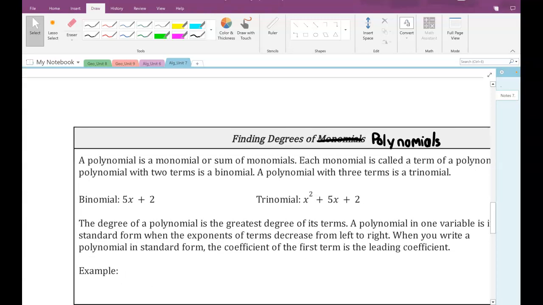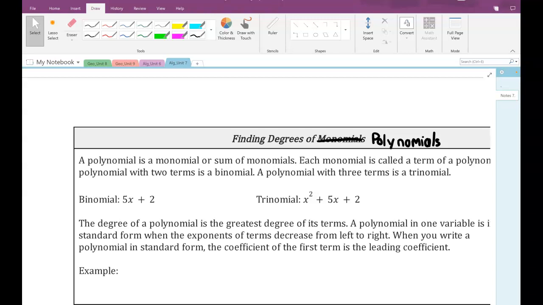And then we have specific names. If we have a polynomial that just has two terms, it is a binomial. If we have a polynomial that has three terms, it is a trinomial. And with polynomials, our terms can only be added or subtracted from each other.